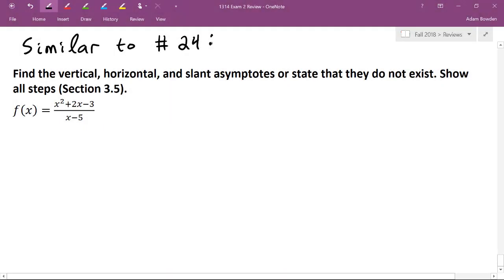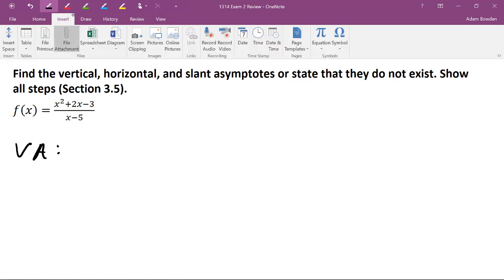Similar to number 24 on the review, it says find the vertical, horizontal, and slant asymptotes, or state that they do not exist. Show all steps. We're going to start off with the vertical asymptotes, which I abbreviate VA.